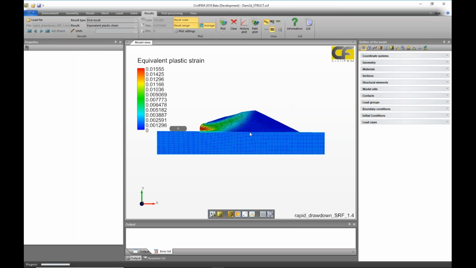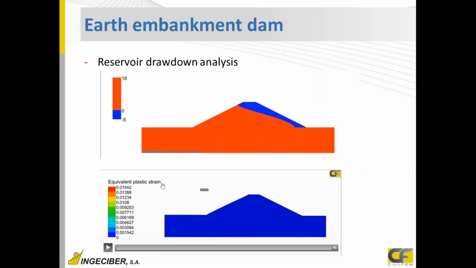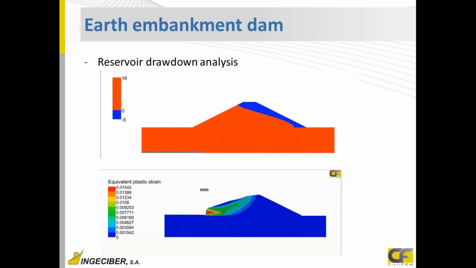I've also generated a video with all these steps, and we can show this video with the equivalent plastic strains for the different safety factors, for the safety factor from 0.7 till 1.4. For a safety factor greater than 1.4, the model doesn't converge, which means collapse happens. So if we see the video here, we see how this yielding surface is developed and the instability upstream happens due to this reservoir drawdown analysis.